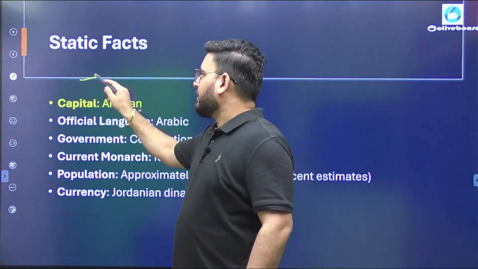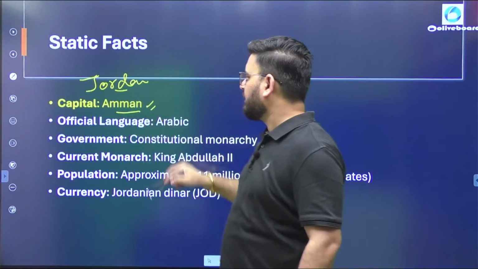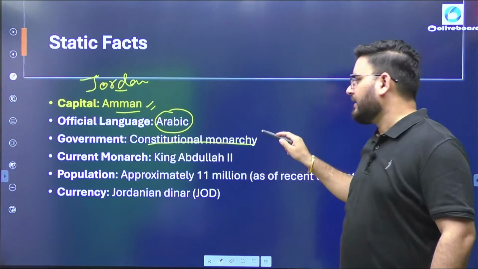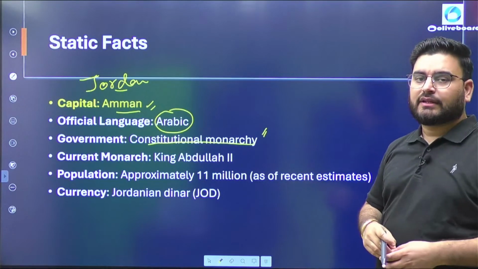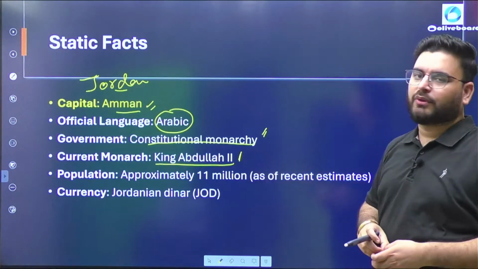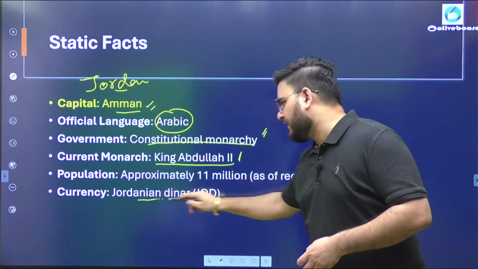Now, about Jordan, you have to remember that the capital is Amman. The Arabic language is used. It is a constitutional monarchy, like Britain. King Abdullah II is the current monarch. The currency is the Jordanian dinar.